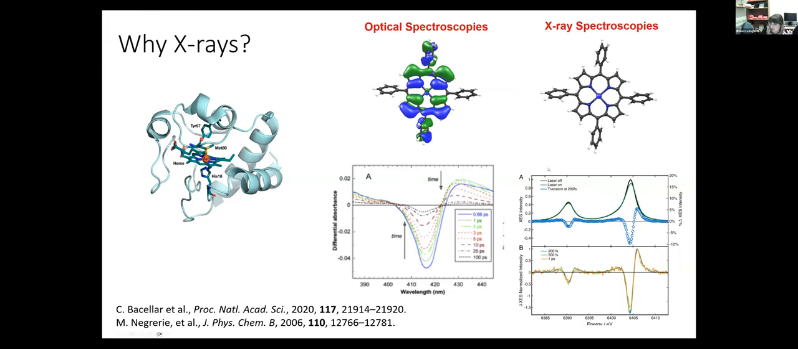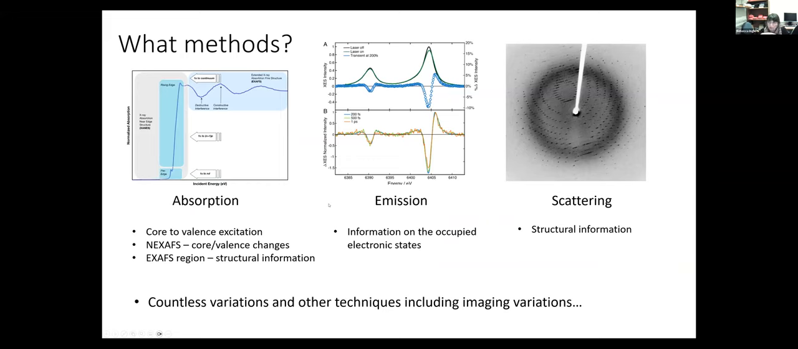For example, here is some iron K edge X-ray emission, and we know enough about these time-resolved methods and these spectral line shape changes that we can also associate them with particular phenomena like spin state changes and oxidation state changes. And so X-rays are really nice because we can really deconvolute these sometimes quite complex chemical problems, which opens up the chemical space we can work in in terms of complexity.